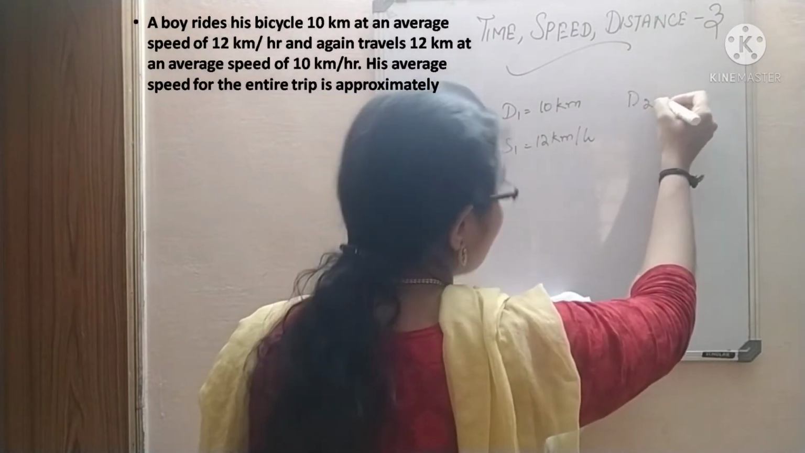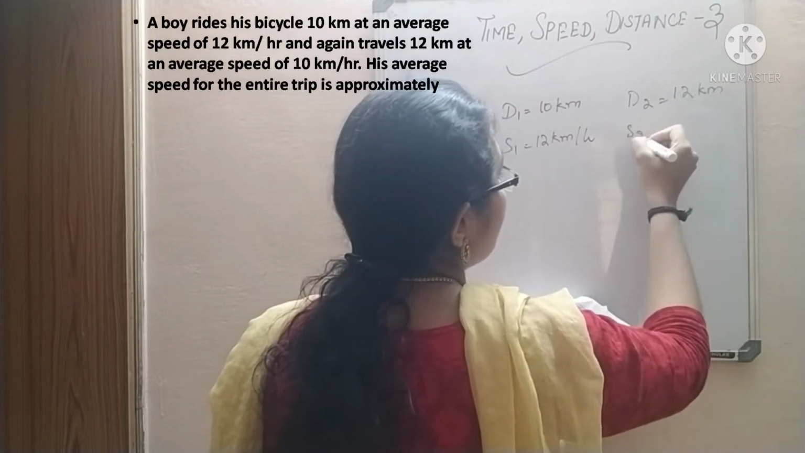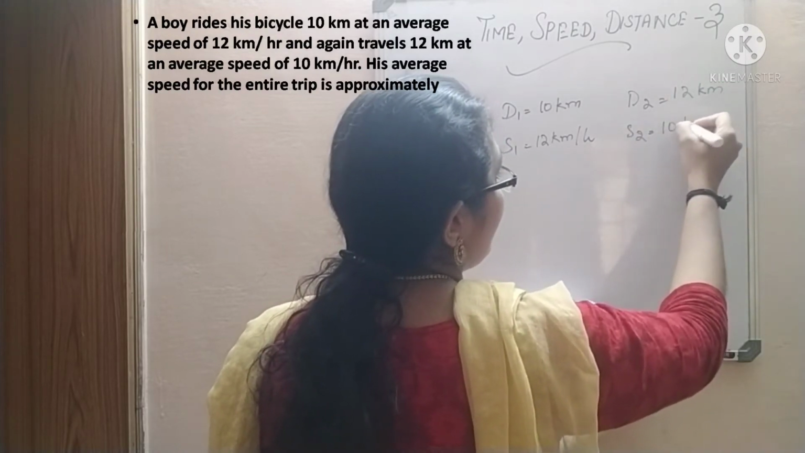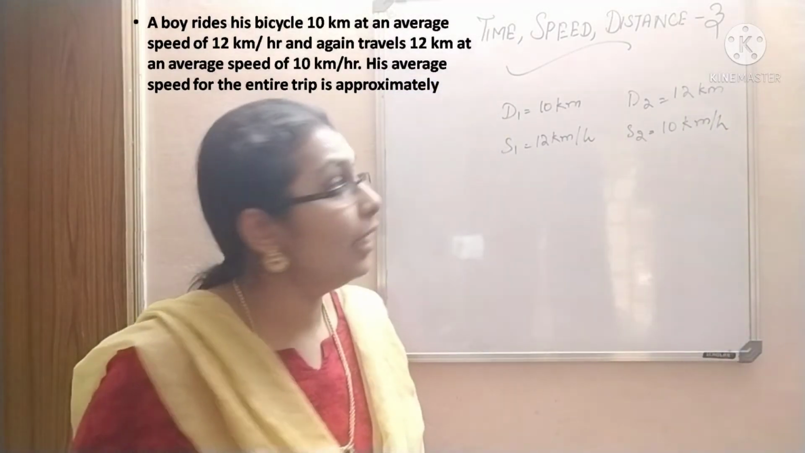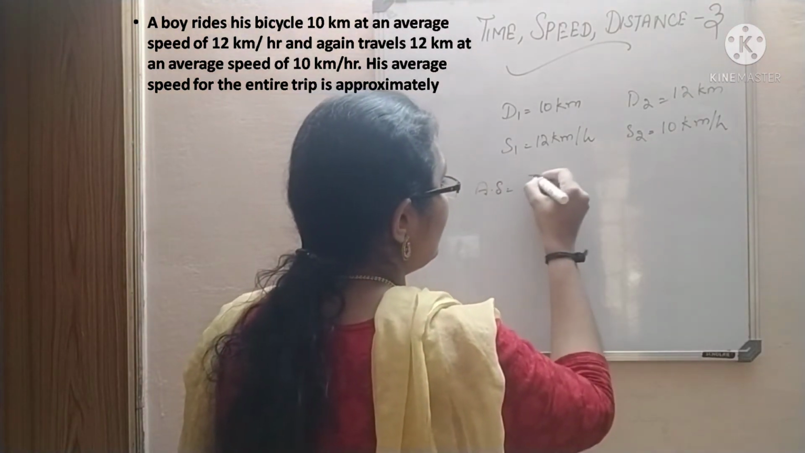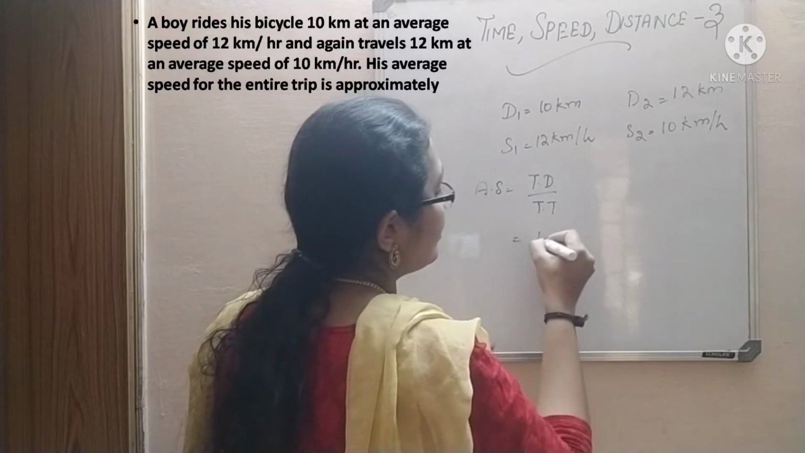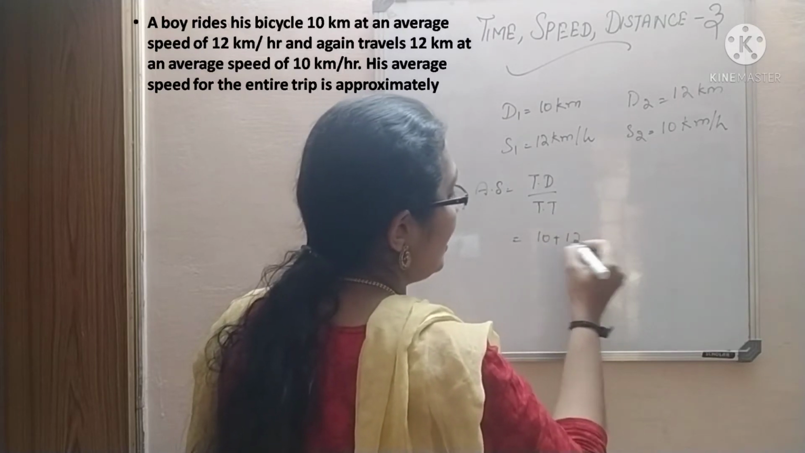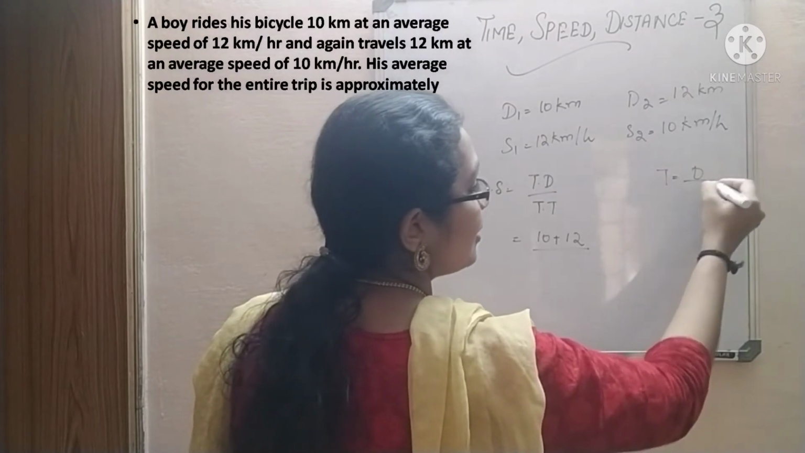And distance again 12 km, at a speed of 10 km per hour. Find the average speed. Okay, so how will you find? Average speed is equal to total distance by total time. So here total distance is 10 plus 12 and time we don't know, so you can substitute. Time is equal to distance by speed.